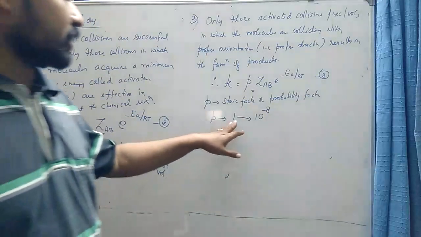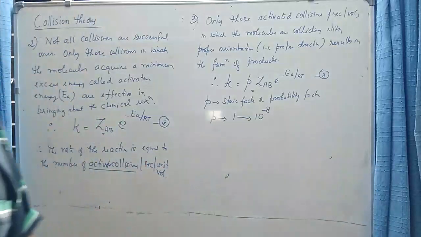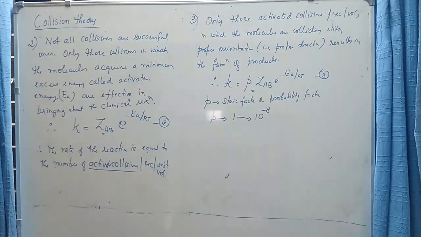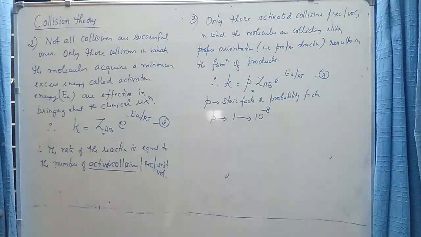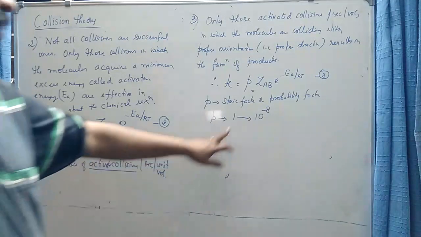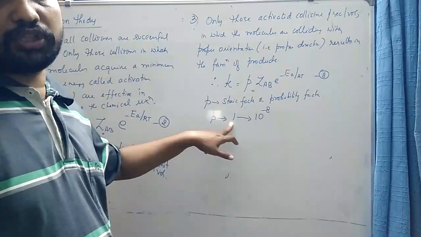So for some chemical reactions, the probability factor may be as high as 1. What do you mean by probability factor equal to 1? It means that each collision takes place with proper orientation. So the molecular structure is very simple, that if the molecules are colliding in any direction, that is a correct direction or correct orientation, all such collisions are effective collisions. So in such a case the probability factor is almost equal to 1.